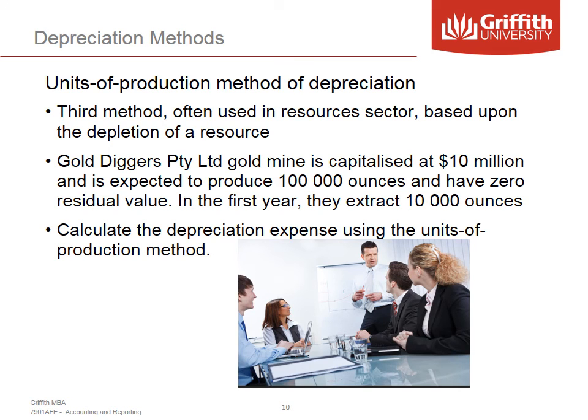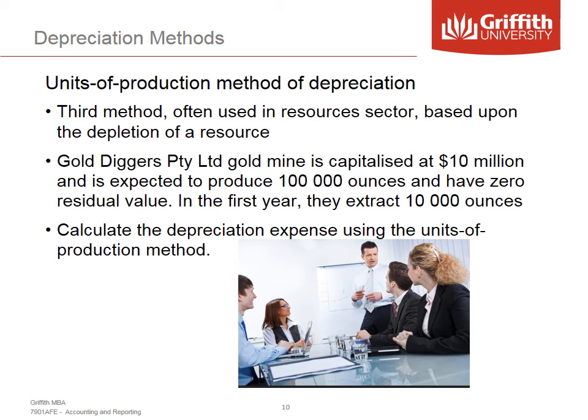The third method is similar in meaning to the straight-line depreciation methodology, except that instead of spreading the cost over a useful life which is defined in terms of years, we spread the cost of the asset over a useful life which is defined in terms of the units of production. And so in the example here, we're talking about some capital assets which are in place to produce 100,000 ounces of minerals, in this resources example, and will have a zero residual value. So 100,000 is the total productive capacity over its useful life.